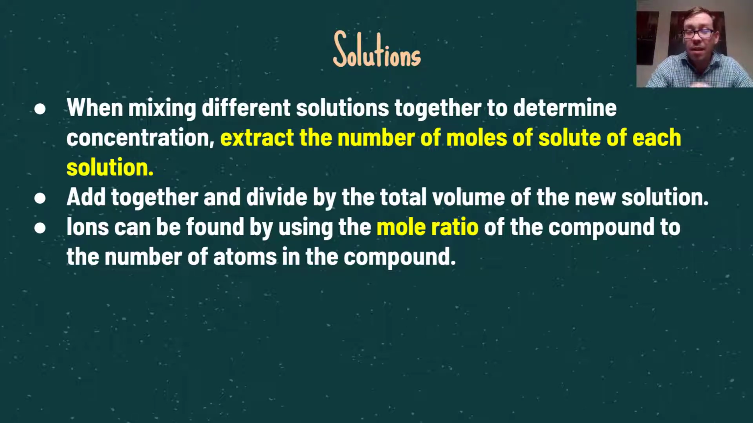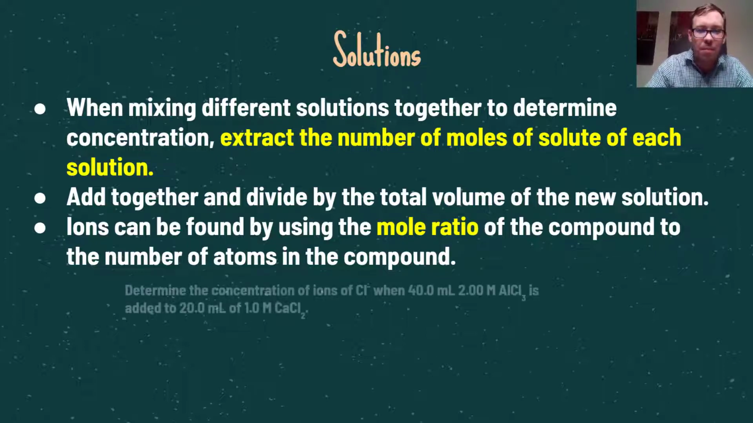Remember that we can even calculate the concentration of ions in a solution by using the mole ratio of the compound to the number of atoms in the compound. For every 1 mole of CaCl2, I have 2 moles of Cl-. It has to do with the number of atoms that are present in the compound and using that as a mole-to-mole ratio. You'll see what I mean here when we look at a sample problem.